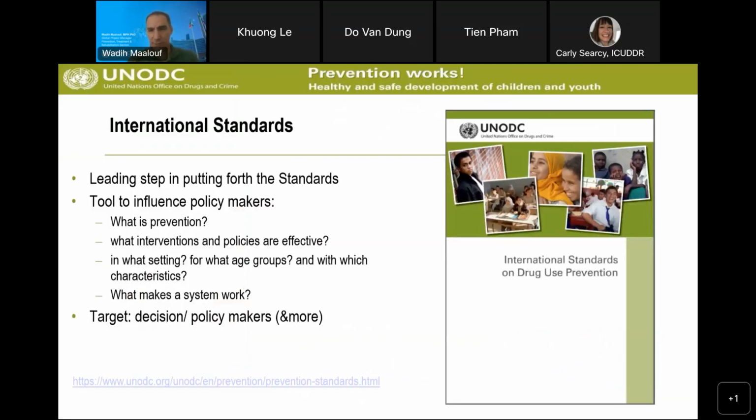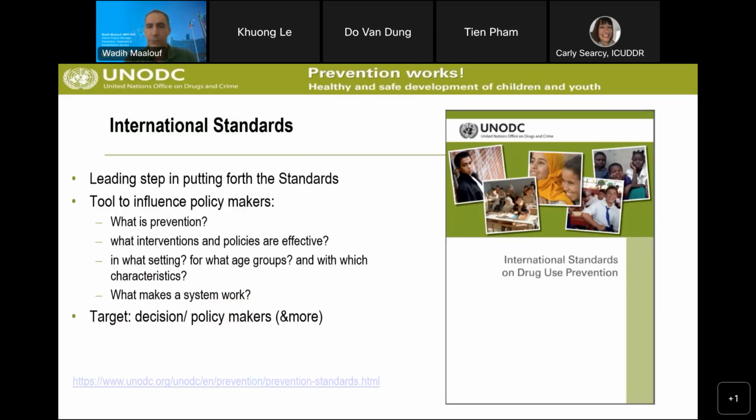So let's start with this background that you are probably more than familiar with, because this is one of the core components of UNODC. The international standards are tools that help policymakers understand how to think about prevention. Their main purpose is less about how to do prevention, and more about how to think in prevention and really what works and what does not work.